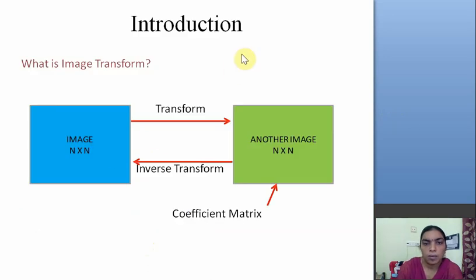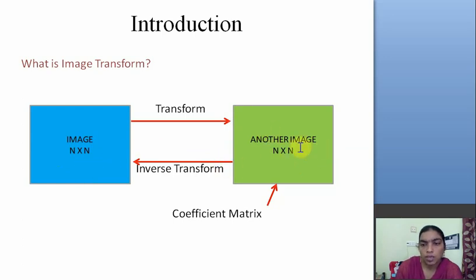Now, what is the image transform? So, here one image is there which is having the size n by n or m by n, anything. So, here we should transform this image to another image of the same size. If I take n by n, the transformed image size is also n by n. Otherwise, if I take m by n, the transformed image size is also m by n.